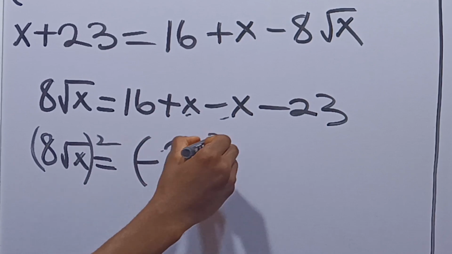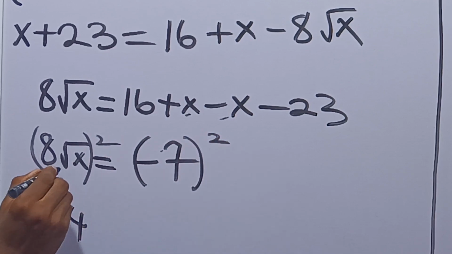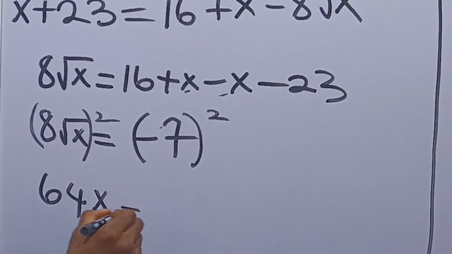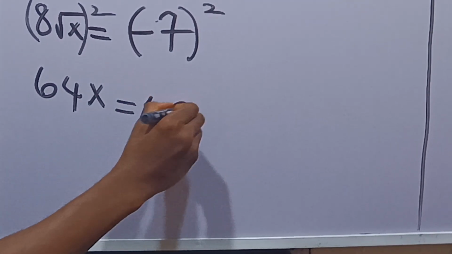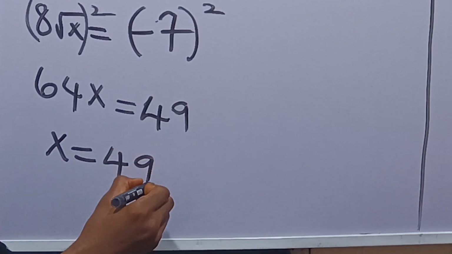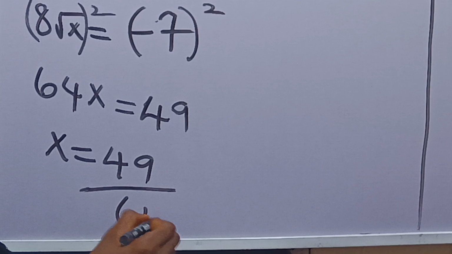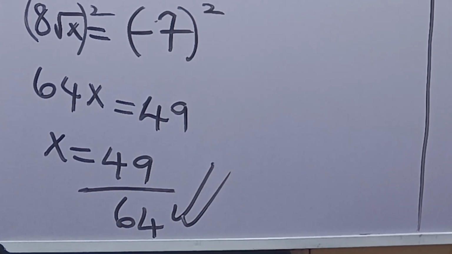Square this side as well. 8 squared is 64. Root of x squared is x, is equal to 7 squared, which is 49. Alright. Now x here becomes equal to 49 over 64. Alright. And this becomes the final answer to this question.